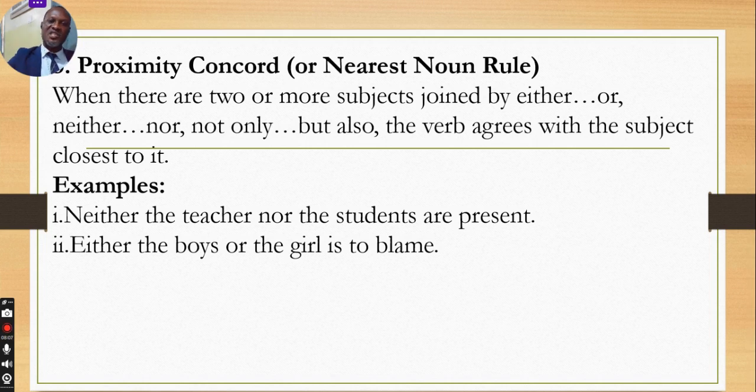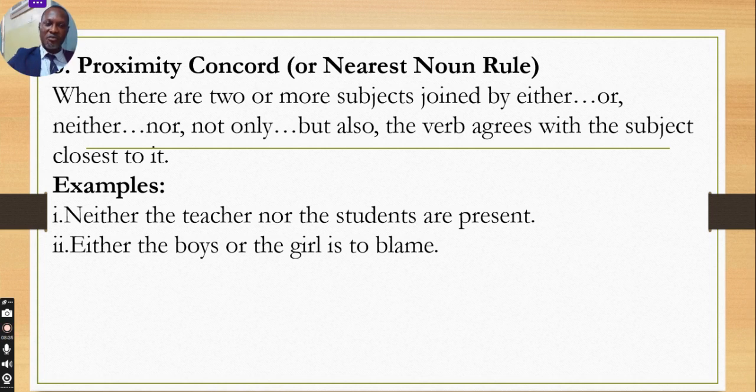All right. The next one is the concord of proximity, or nearest noun rule. When there are two or more subjects joined by either or, neither nor, not only but also, the verb agrees with the subject. The verb must agree. It's imperative that the verb agrees with the subject that is closest to it. Now, for example, neither the teacher nor the students are present.